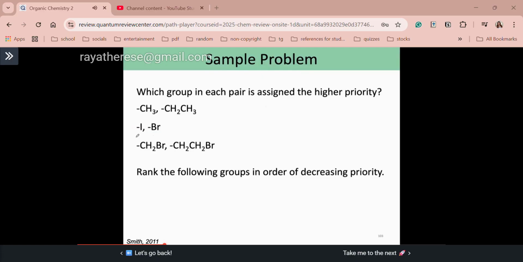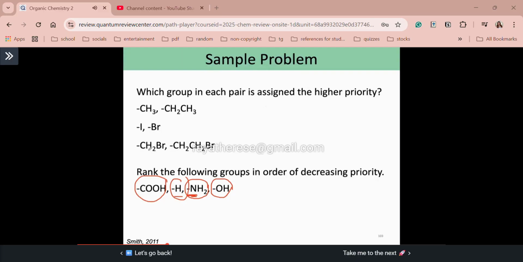Let's check our next sample problems here. Rank the following groups in order of decreasing priority. Okay, class, again, decreasing priority. First one, I know we will prioritize oxygen because of the O atom. Class, again, this is our first priority. What's next? The next one, of course, is CH2, class. Again, directly connected with your nitrogen atom. So here is our second priority. And then third, very obvious, or least priority, hydrogen. So this is the third priority. And lastly, the hydrogen atom.